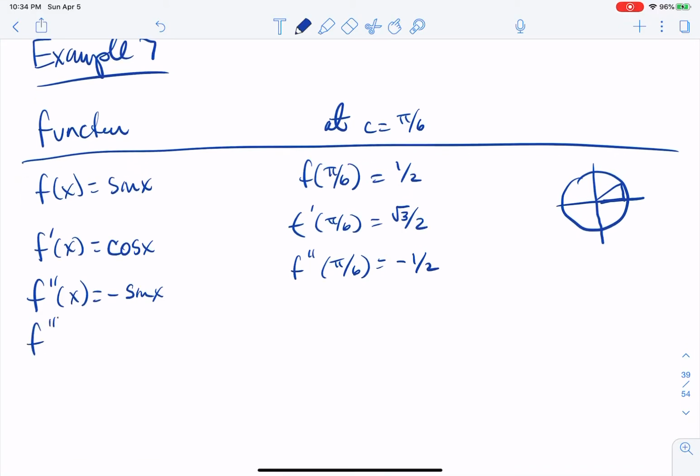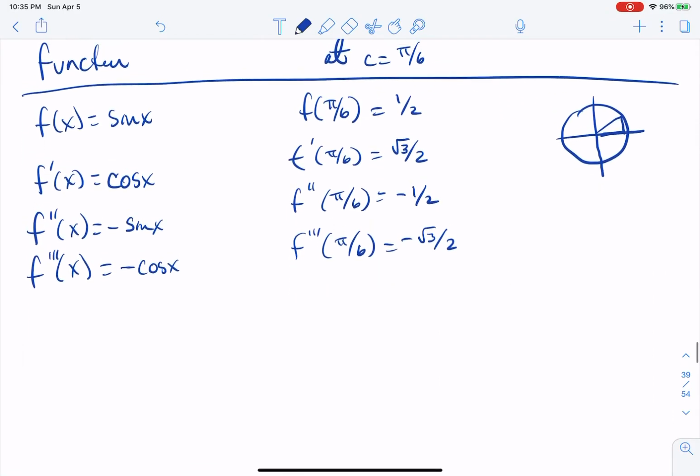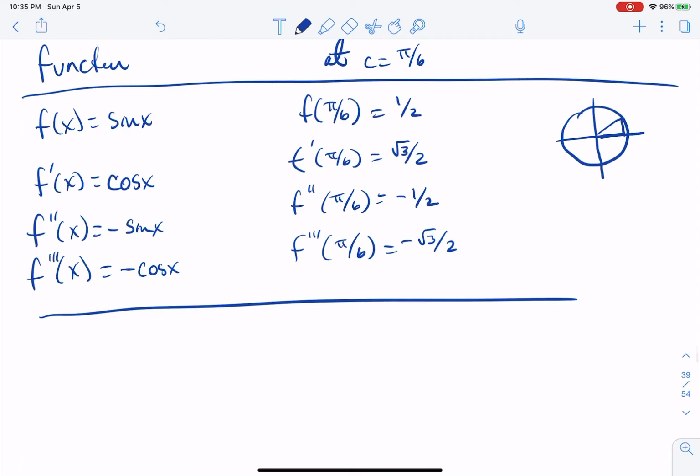One more, just one more. Home stretch. That'll be negative cosine x. And so the third derivative evaluated at our center point, pi over 6, is equal to negative square root of 3 over 2. All right, we have all the information that we need to build our third degree Taylor polynomial for sine of x centered at pi over 6. We don't have to mess with all of the ones that come before it. We're just going to go straight to it.